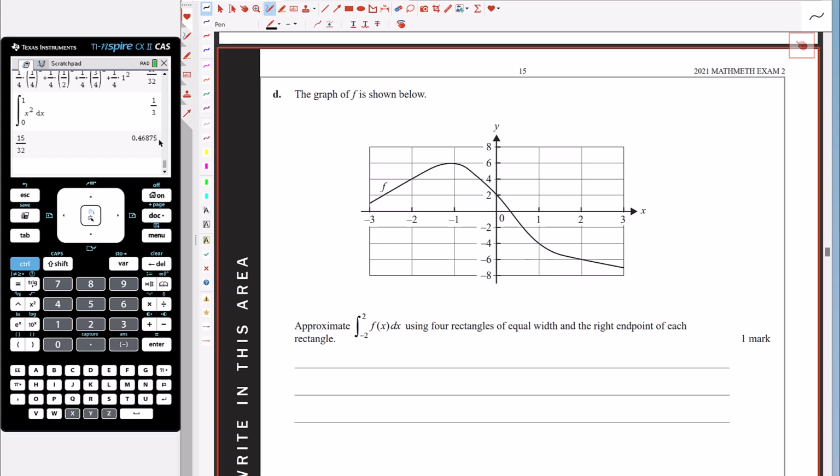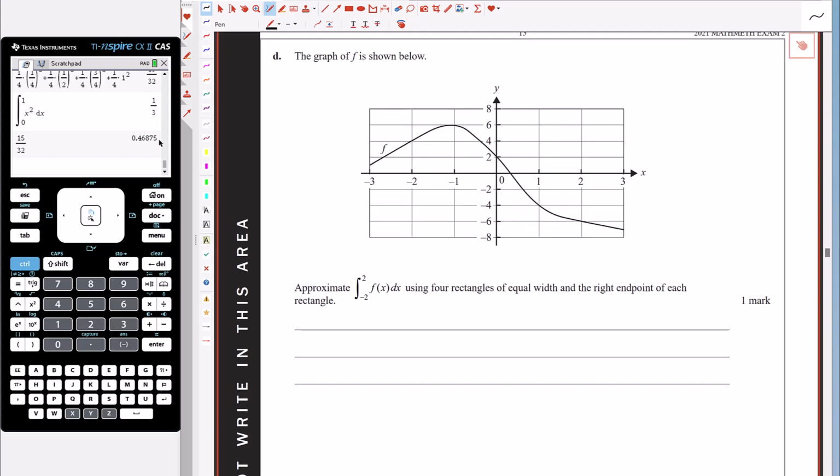of each rectangle. Okay, so we need to be a little bit careful here because our graph is going under the x-axis, but this is not asking us to approximate an area. It's asking us to approximate a definite integral, and those aren't always the same thing. Okay, so we do need to be clear about that. So first of all, let's just set up the rectangles we're going to need. So we're going to approximate this using 4 rectangles of equal width and the right endpoint of each rectangle. Okay, so right endpoint of each rectangle is going to define the height.